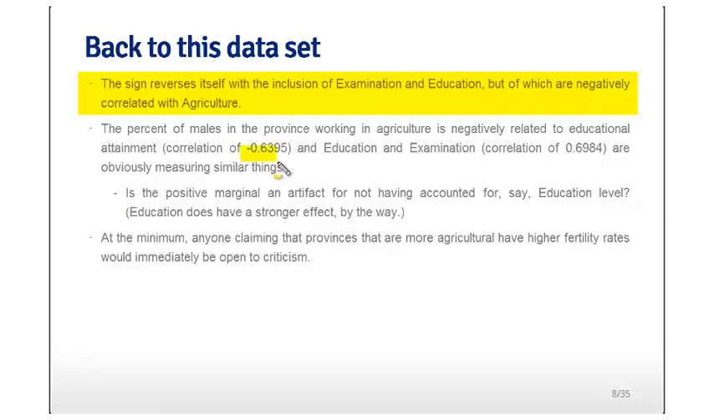The correlation, in fact, this negative correlation, is negative 0.64. And education, by the way, I'm saying education and examination, but these are kind of measuring the same thing. They have a correlation of 0.7.